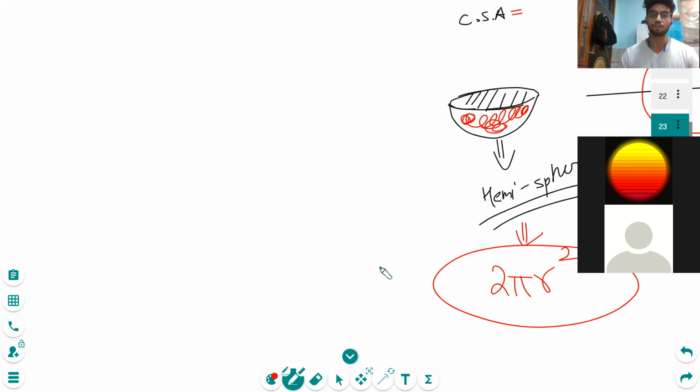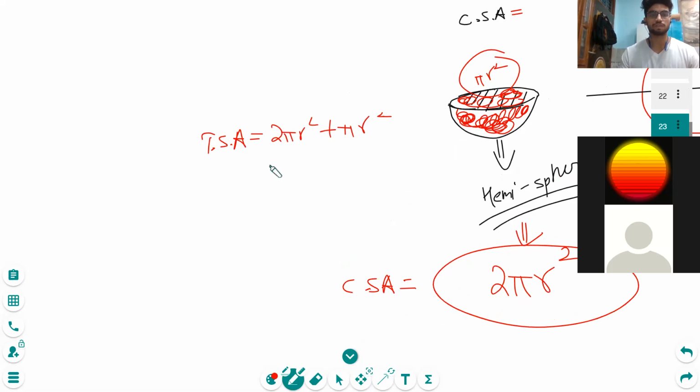Now, how about I go for total surface area? This was the curved surface area because we just talked about the walls. Now we also have a top here. You can see the top is also a circle, isn't it? It's a circle again. So I will add it to my curved surface area, and that will be my total surface area. Is this clear?